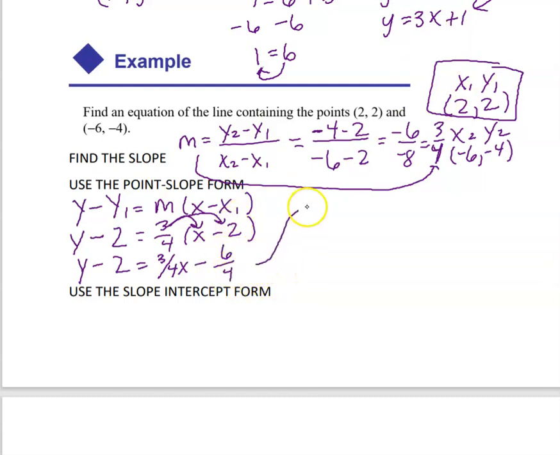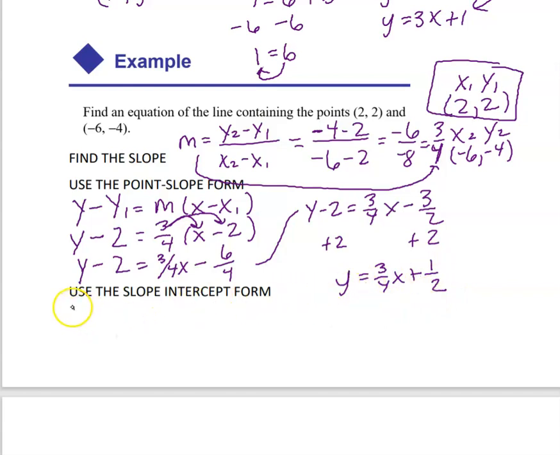Okay. So we've got y minus 2 equals 3/4 x, and then that would reduce to 3 over 2. Now we need to add 2 to both sides, so y equals 3/4 x. Negative 3/2 plus 2 is going to end up being a positive 1/2.